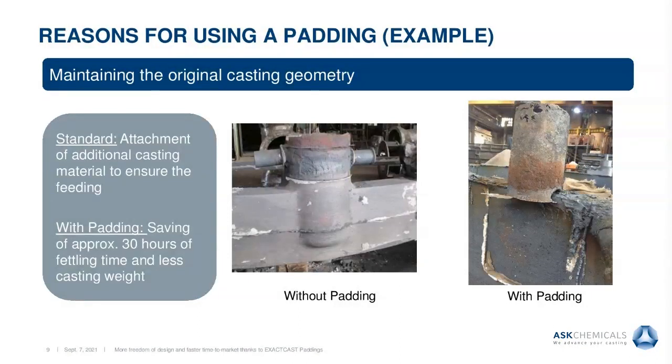In that case, we can save about 30 hours of fettling time, and we have, of course, less casting weight of the total component here. This is a very simple example which we can show you here, but this is a good working solution and shows you the opportunities you will have by using paddings in your casting process.